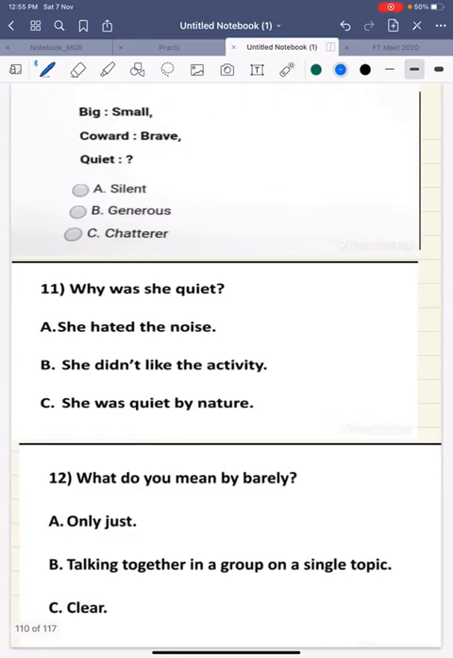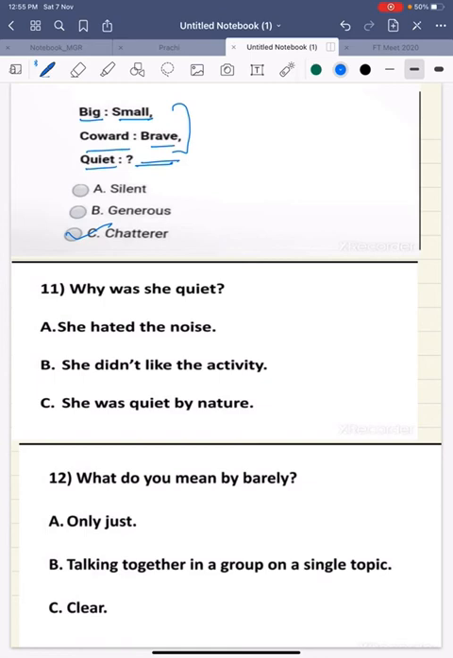Now, see here, big, small, coward, brave. What are these words? These are opposites. So, what is the opposite of quiet? Opposite of quiet is chatterer. Chatterer means who talks a lot.